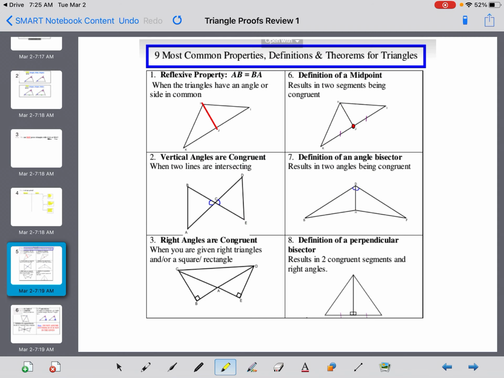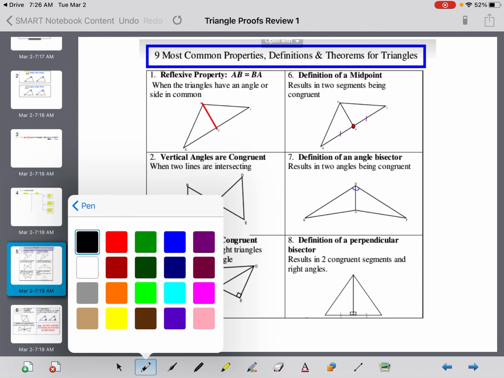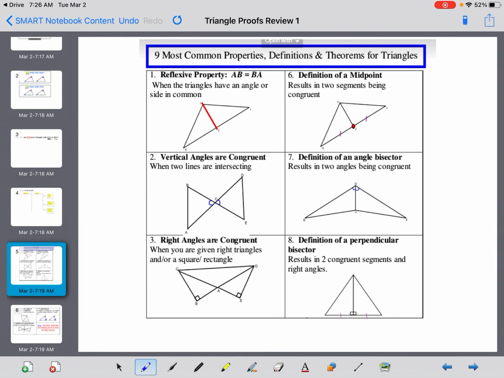The first thing that we're going to look at are some common properties and definitions that we've learned in class, and that would be useful to us during our proofs. The reflexive property: when the triangles have an angle or a side in common, AB is equal to BA. Number 2 is vertical angles. Those are our bow ties, when two lines are intersecting. Number 3 is right angles are always congruent, as they're always going to be 90 degrees.